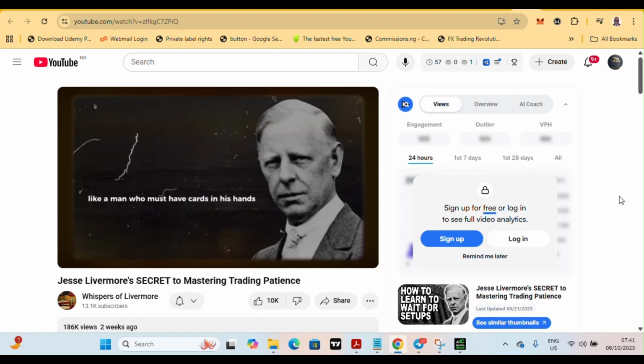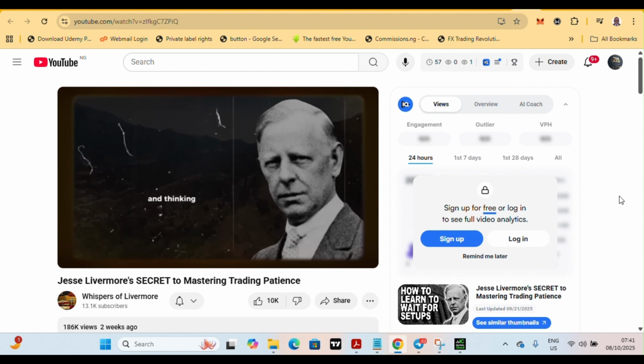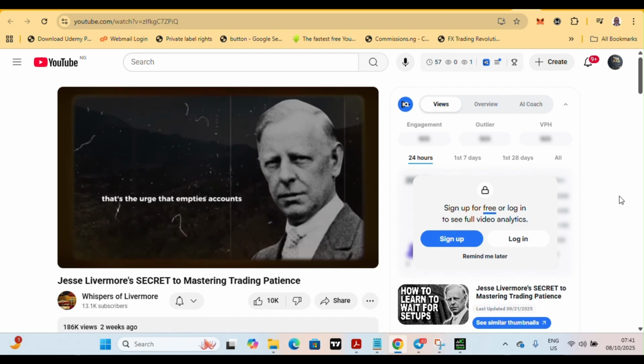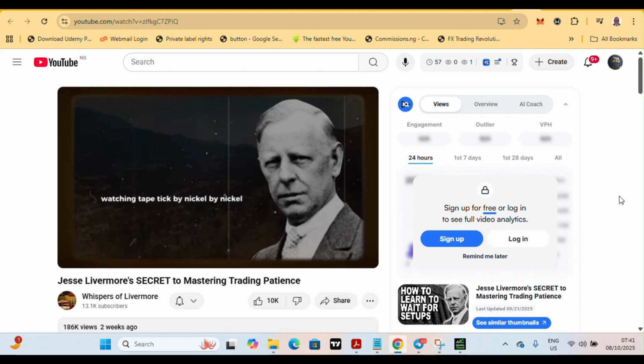They must have action, like a man who must have cards in his hands. That itch for excitement, that craving for movement, it's poison in trading. Have you ever caught yourself staring at a chart and thinking, well, maybe I'll just put something on just to be in the game? That's the urge that empties accounts. When I started out, I was a boy in a bucket shop, watching tape tick by, nickel by nickel. I thought the trick was in being clever, spotting every little wiggle and trading it. And sure, sometimes it worked. But most of the time, it didn't. I'd win a little here, lose a little there, and by the end of the week, I had nothing to show for all my effort.